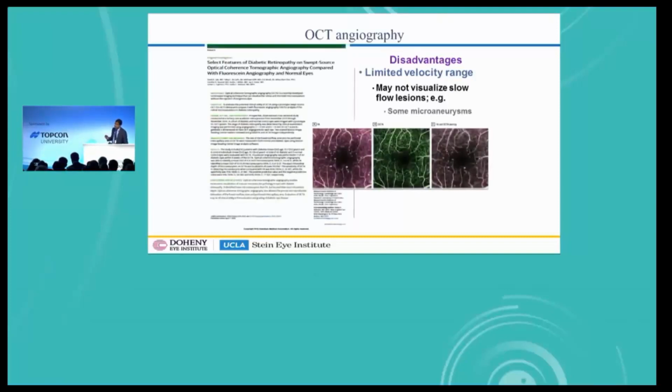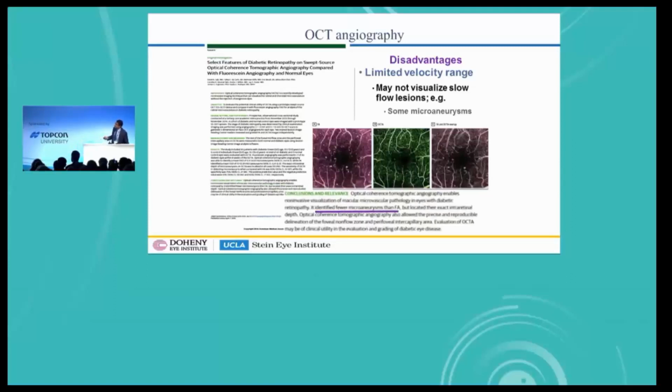For example, microaneurysms. This is a very nice paper from Jim Fujimoto and Nadia Waheed, where they looked at a comparison between fluorescein angiography and OCT angiography. And yes, as Michael pointed out, you can see many of the lesions, including many of the microaneurysms, but not all of them. In fact, one of their conclusions was that they identified substantially fewer microaneurysms on OCT angiography than fluorescein angiography. Some of that may be related to flow. There may be other issues as well.